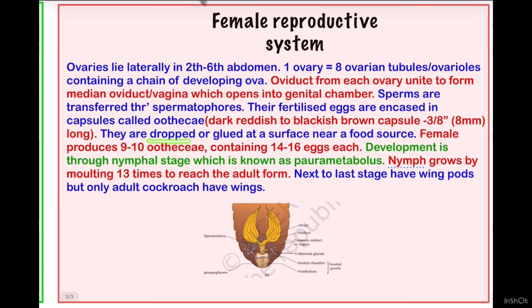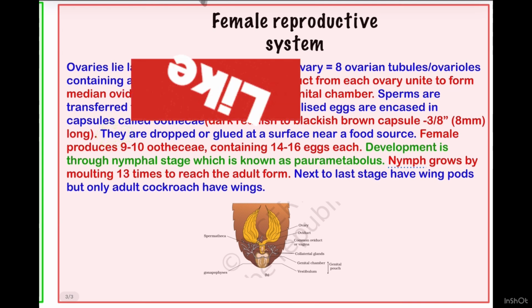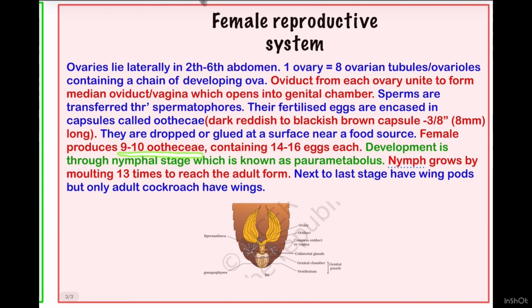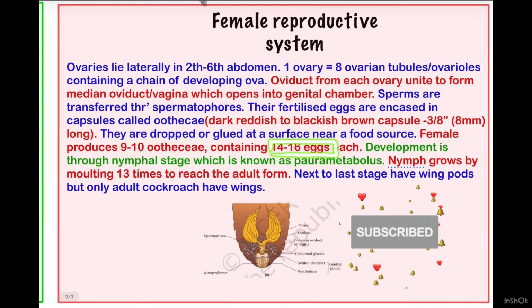They are dropped or glued on a surface near the food source. So this ootheca is dropped or glued on a surface near the food source. And the female produces 9 to 10 ootheca every time, and each consists of 14 to 16 eggs.